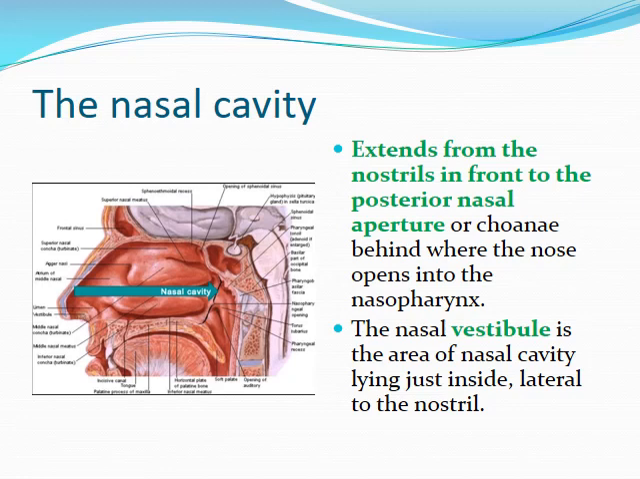Now coming to the nasal cavity. The nasal cavity, as you know, extends from the nostrils in front to the posterior nasal aperture, which is also called the choana, lying behind. And the choana is the region where the nose opens into the nasopharynx. The nasal vestibule is the area of the nasal cavity that lies just inside, lateral to the nostril. So we have two vestibules on either side, right and left.